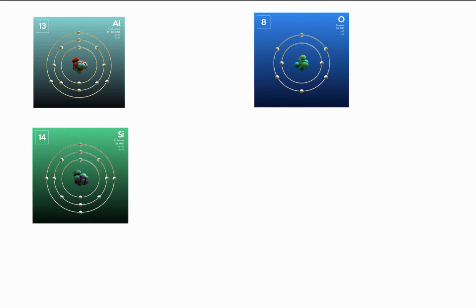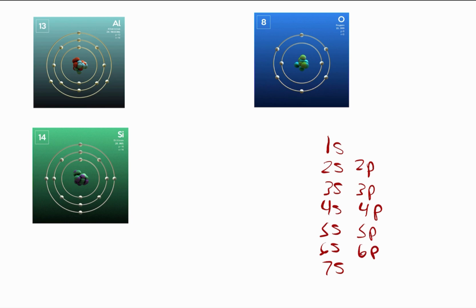So what we're going to do is go ahead and draw out our friendly chart, which I'll draw right here. 1s, 2s, 3s, and I want you guys to be experts at this, in your sleep, right? 2p, 3p, 4p, 5p, 6p, 7p. Then next would be 3d, 4d, 5d, 6d, and then 4f, 5f.